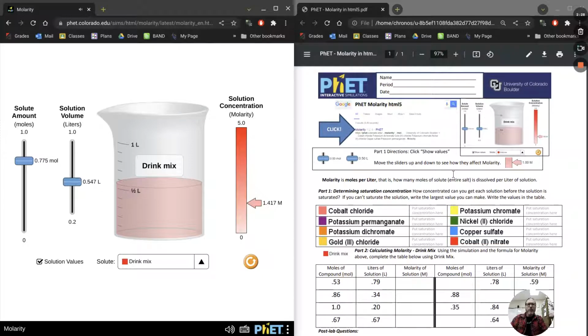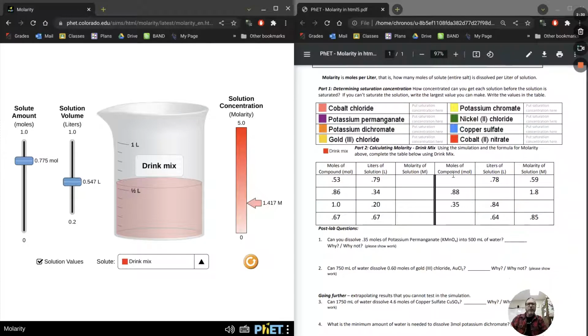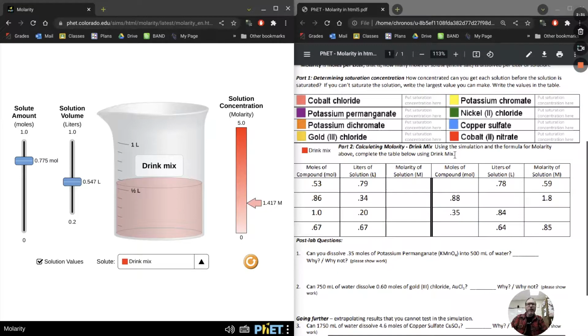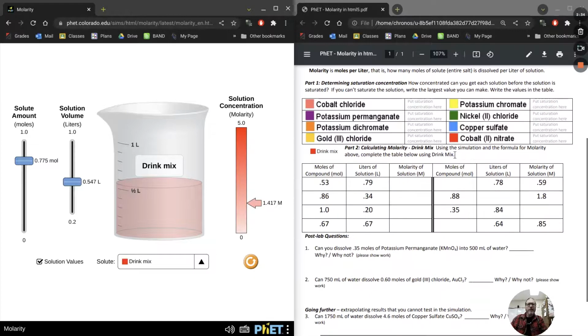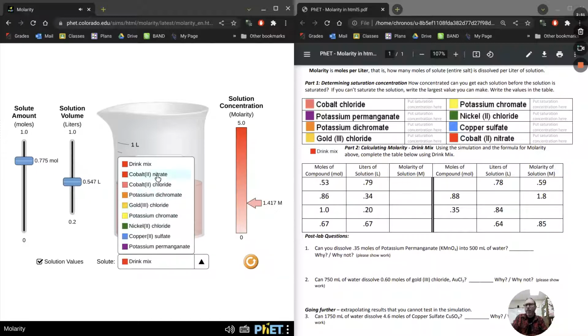So in the activity itself, part one, we are looking at determining saturation concentration. So we're looking to see how concentrated we can get each of these different substances before they get completely saturated. We're going to start with cobalt chloride here. I'm going to come to the drop-down menu and pick cobalt chloride out.